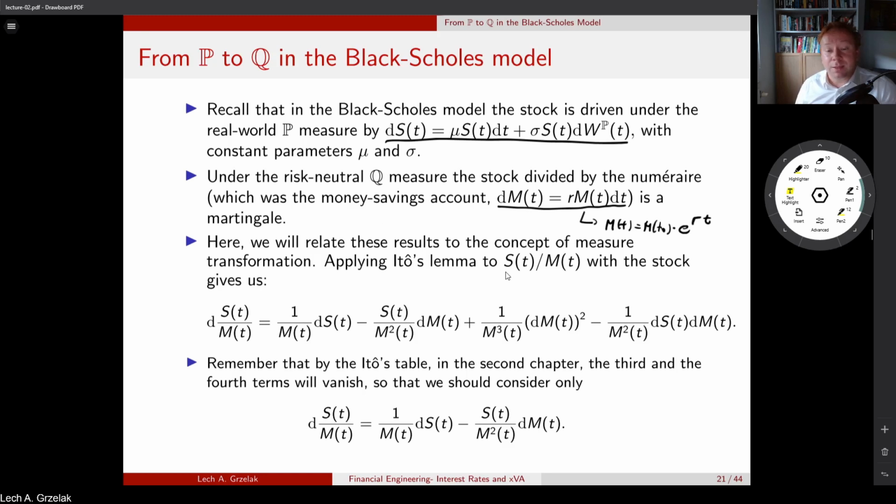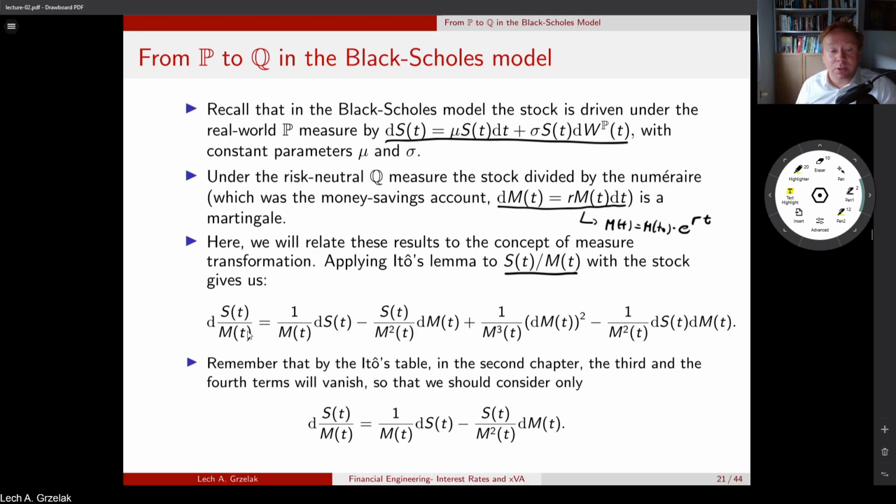So what we know is that under the risk neutral measure, every quantity has to be a martingale. So every quantity divided by M(t), because S will be expressed in units of M(t), has to be a martingale. So of course, the first thing, if we talk about martingales, is to find the dynamics of this quantity. So what we do is apply Ito's lemma to the quantity S divided by M(t).